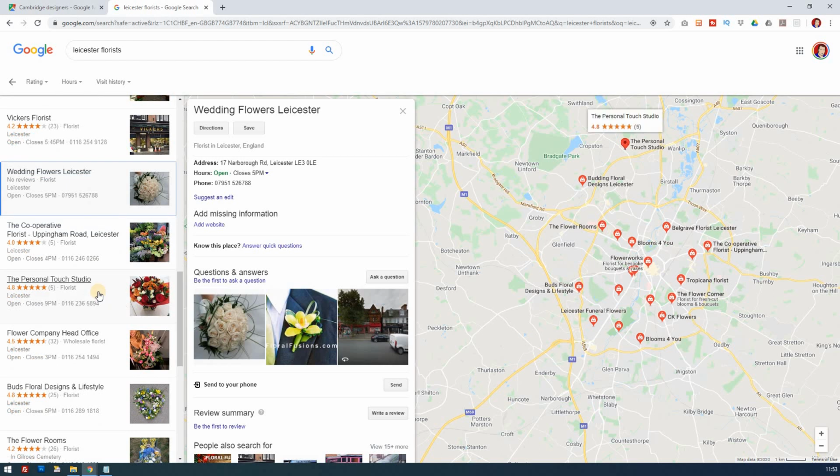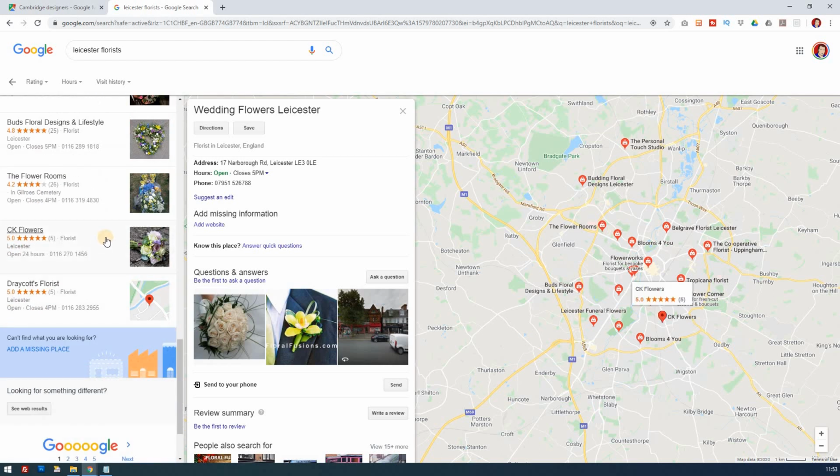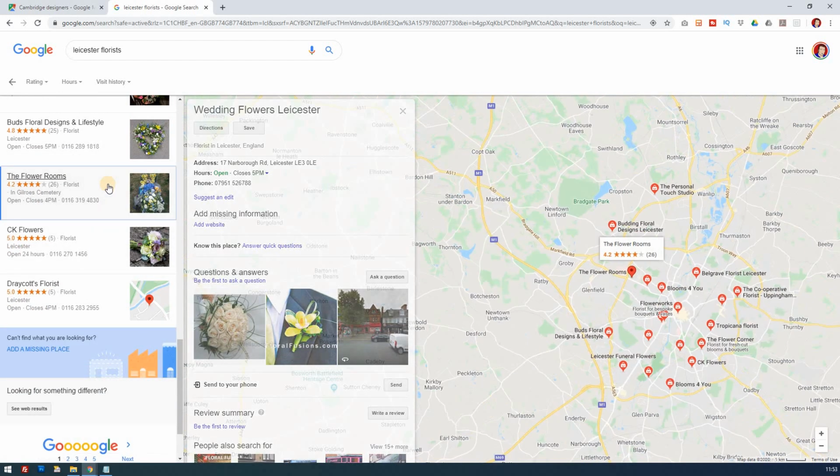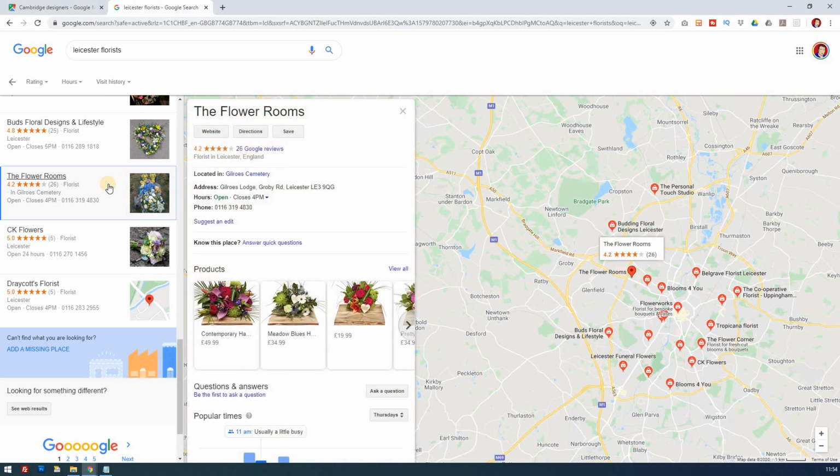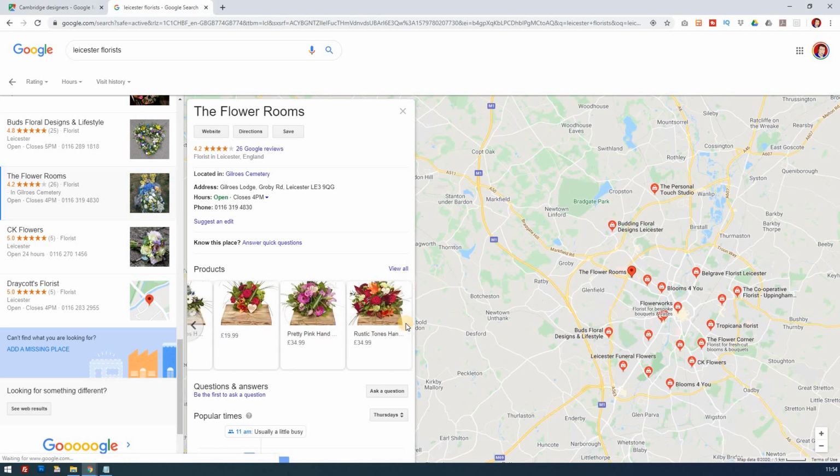Okay, let's just take another one. Let's take this one here, the flower rooms. They've gone for products, and this is really good. You can learn by clicking on other people's, because you suddenly see, well, they're doing something I don't do. And look at these lovely photos as well. They've really given a bit of thought into how they present that.